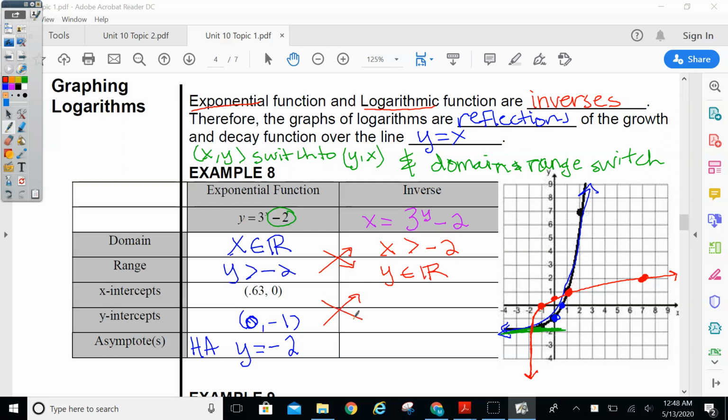Okay, so the points switch around. So this point is now (-1, 0). And this point is now (0, 0.63). Okay, and then the asymptote, I mean, it doesn't switch like these do, but it goes from a horizontal to a vertical, which is x equals -2. Okay, so this is essentially how we're going to graph logarithms. We're going to take the exponential function and just switch everything around. So let's do a couple more graphs like that, where I give you the exponential, and then you graph the log.